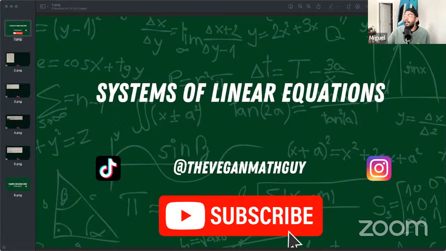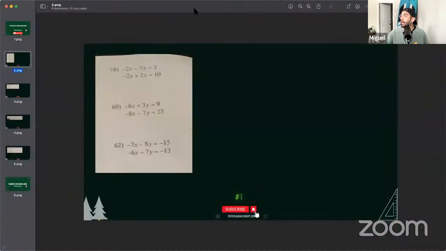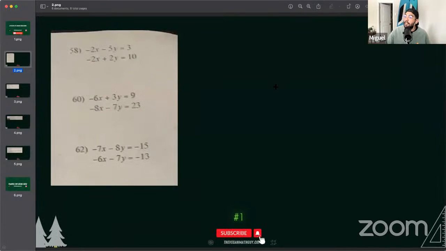All right, guys, let's go to the very first slide. Looks like we just have a bunch of systems of equations. And the directions here were to use elimination. So let me just go ahead and write the first problem down. This was sent to me by a member for me to solve. And that's what we're doing now.